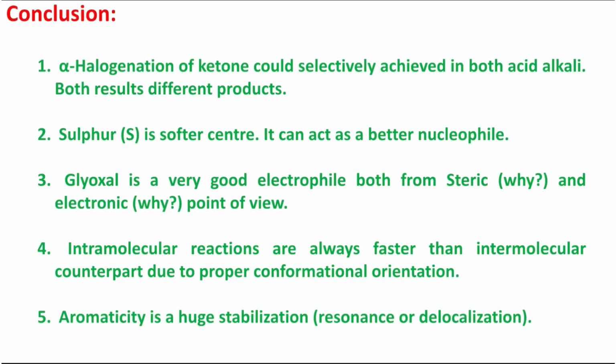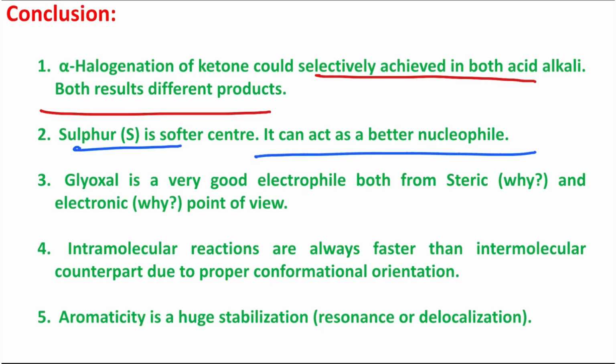So in conclusion, what you have learned today: alpha halogenation of ketone could be selectively achieved both in acid or alkali, but the result is different, because in acid it gives monosubstitution, in alkali trisubstitution, or more specifically, haloform reaction. Now sulfur is a softer center, that's why it can act as a better nucleophile. And this glyoxal is a very good electrophile, both sterically as well as electronically. Steric because it is a hydrogen aldehyde, and electronic because first of all it's hydrogen plus no alkyl group there. Second, it is a 1,2 dicarbonyl, both are withdrawing, so one activates the other.